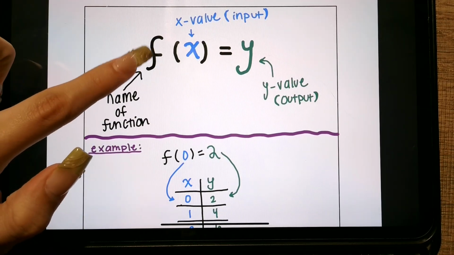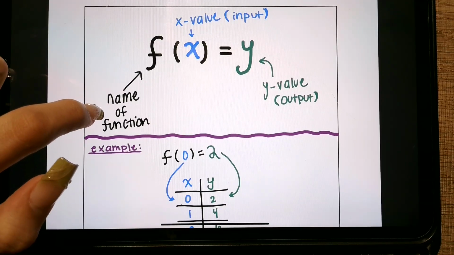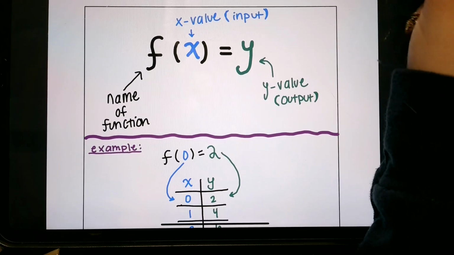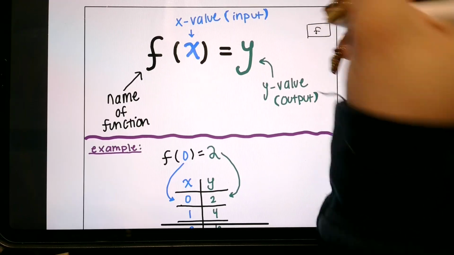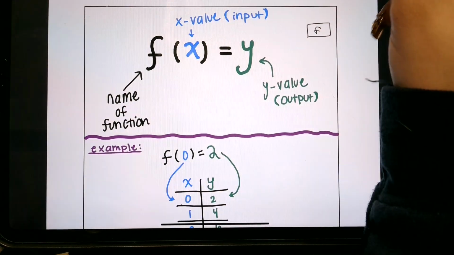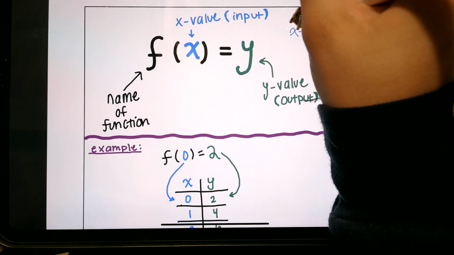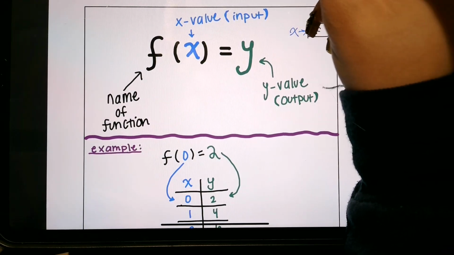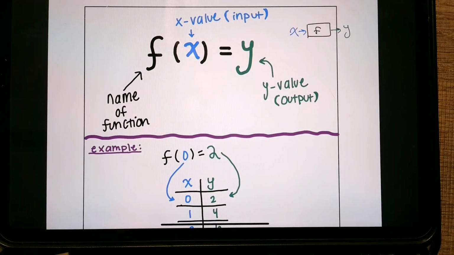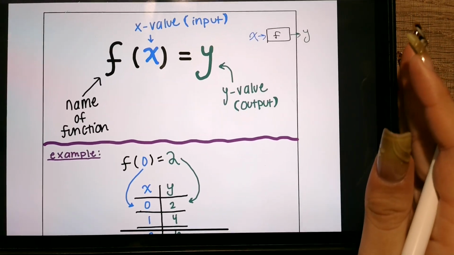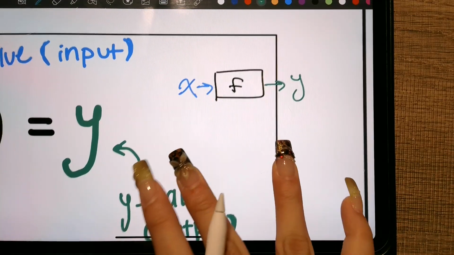I told y'all earlier, with the function machine, that f is the name of the function. So if we were to write it like a function machine, if that helps you, we have f, that's the name of the function. And then we have x, which is the input. And then we have y, which is the output of that function machine. Okay. Sorry if you can't see the colors too well. I tried to color code it over here.